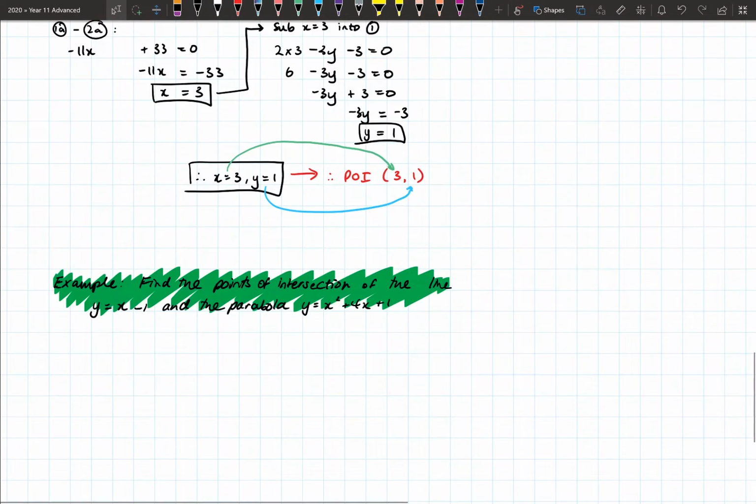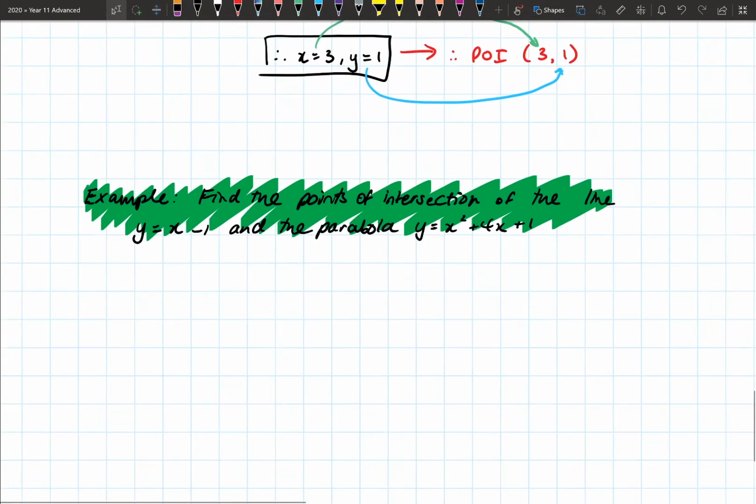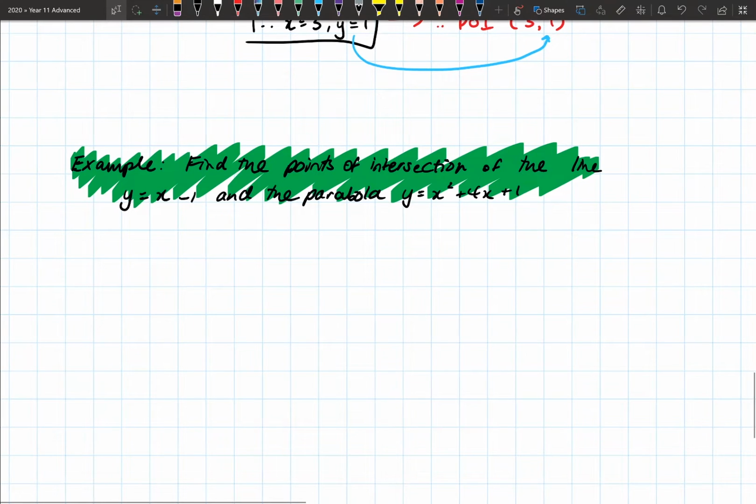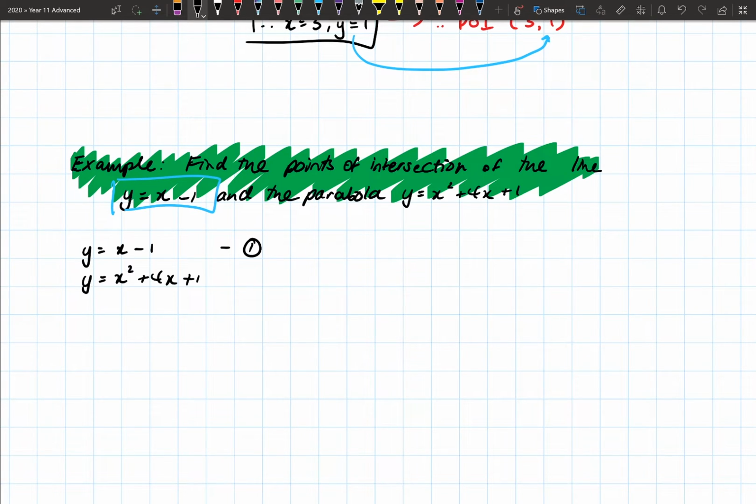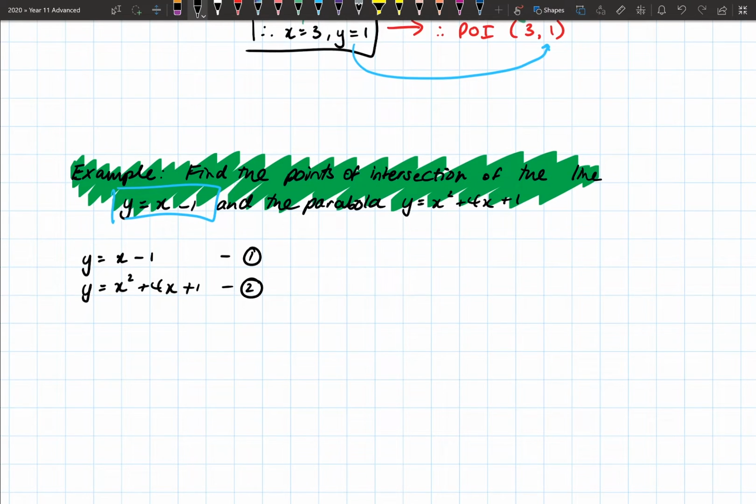Okay, final example over here. We want to find the points of intersection of the line y is equal to x minus 1. I'll call this equation number 1. And the parabola y is equal to x squared plus 4x plus 1. That's going to be my equation number 2.